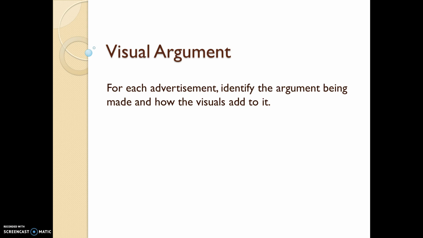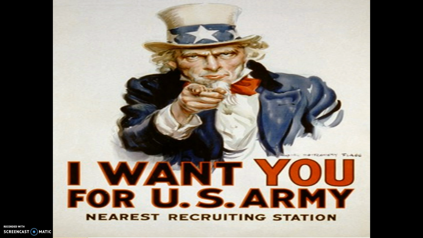And in each of these advertisements, I want you to identify the argument being made and also how the visuals add to it. So the first one, classic poster from decades past, an old guy pointing at you saying, I want you for the U.S. Army, nearest recruiting station. So what's the argument? Okay, well, it's clear that it wants you, the person reading this, to join the Army, so that's pretty clear. Right, this is a wartime tool to get people to enlist. But what about the image? This is a pretty simple ad, but it's very effective. Why do you think that is?